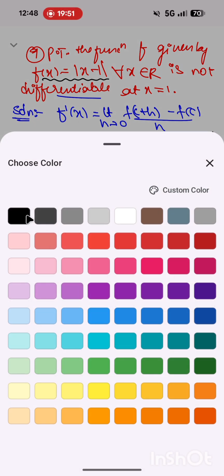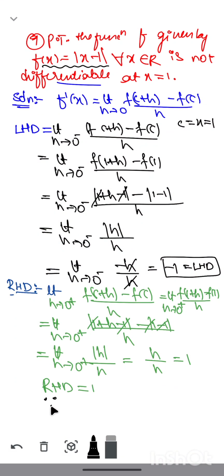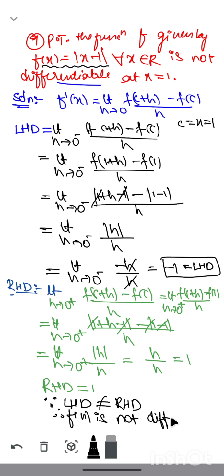So now you can compare left hand derivative and right hand derivative. Since left hand derivative is not equal to right hand derivative, therefore the function f of x is not differentiable at x is equal to 1. Hence proved. Hope you have understood.